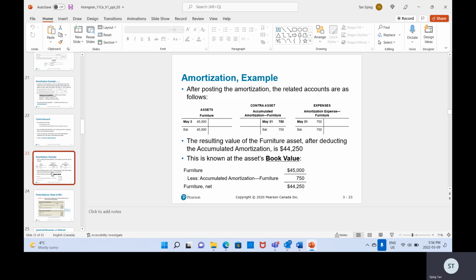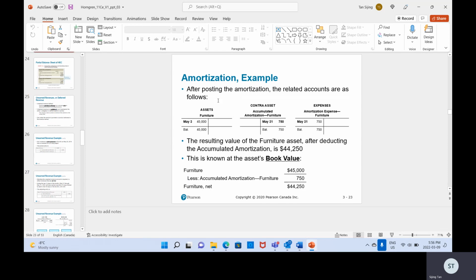Now we have a T account that shows how you record your furniture, $45,000 on the debit side. You have your cumulative amortization that happened for 1 month, which we recorded as $750 on the credit side. The expense that happened, $750, we recorded on the debit side. Now the book value will be the acquisition amount, the total value, less accumulated amortization, and then it equals your net furniture value.